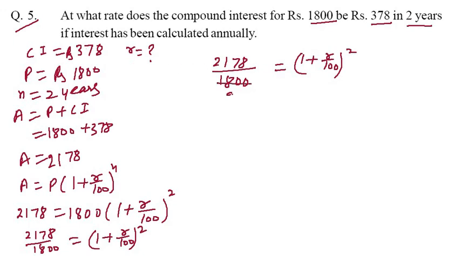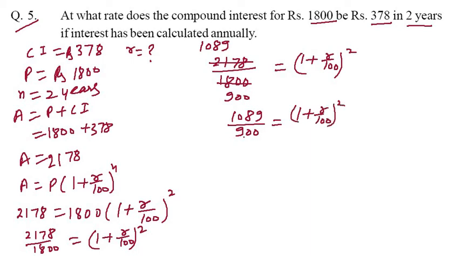So 29 and 21 and 28 and 29. So we get here 1089 divided by 900 is equal to (1 plus R upon 100) to the power 2. So that is 33 whole square, 33 upon 30 whole square, and that is (1 plus R upon 100) whole power 2.